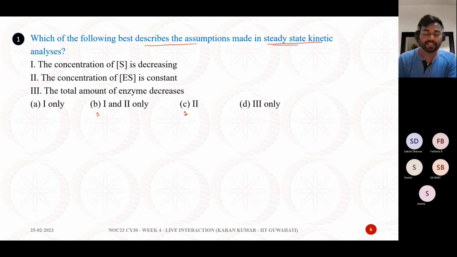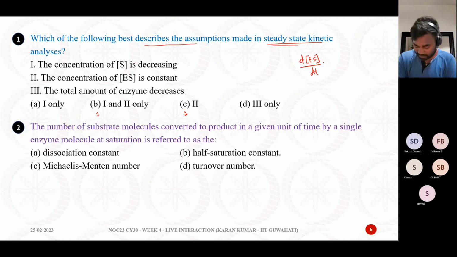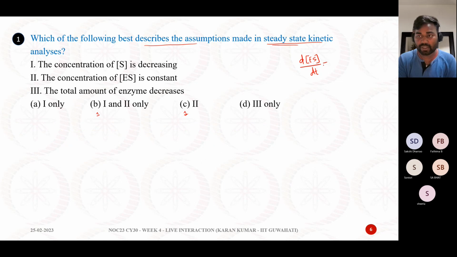Or by definition, steady state is the time of progress of reaction where there is no change in concentration of the enzyme substrate complex. At that state, there will be no change in the concentration of any reactants or product, and that change is represented by dES/dt, which means this is the rate. So rate will be equal to 0.